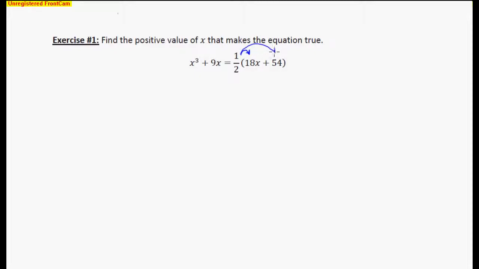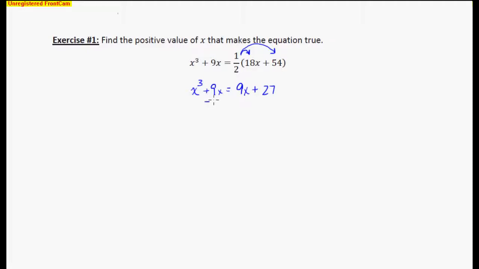Okay, so that's the first step I'm going to do. So I'm just going to copy this x to the third down below, bring down my equal sign, and I'm going to distribute this 1/2. So 1/2 times 18 would be 9, and I still have that x there. And 1/2 times 54 would be 27. All right. And the next step is we usually like to get our x's all together. All right, so I've got a 9x on this side of the equation, and I've got a 9x on the right side of the equation.